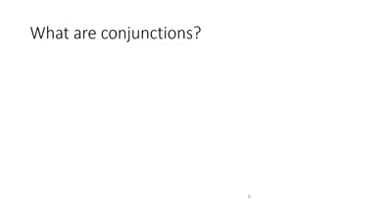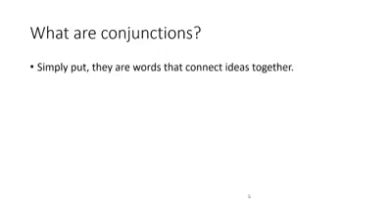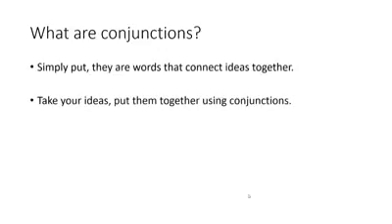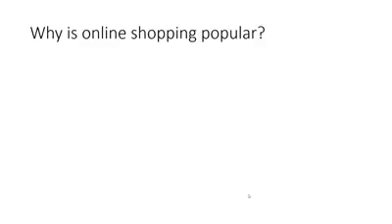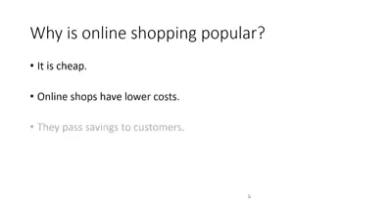So what are conjunctions? Simply put, they're words that connect ideas together. Take your ideas, put them together using conjunctions. So why is online shopping so popular? Let's look at an example. So it is cheap. Online shops have lower costs. They pass savings to customers.